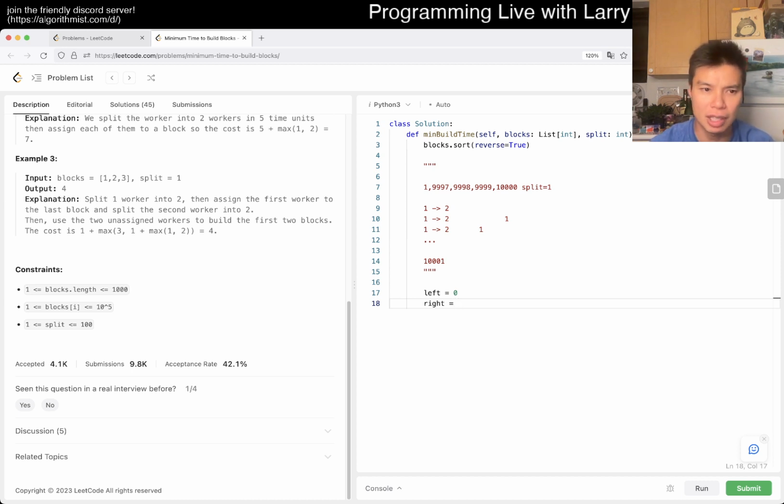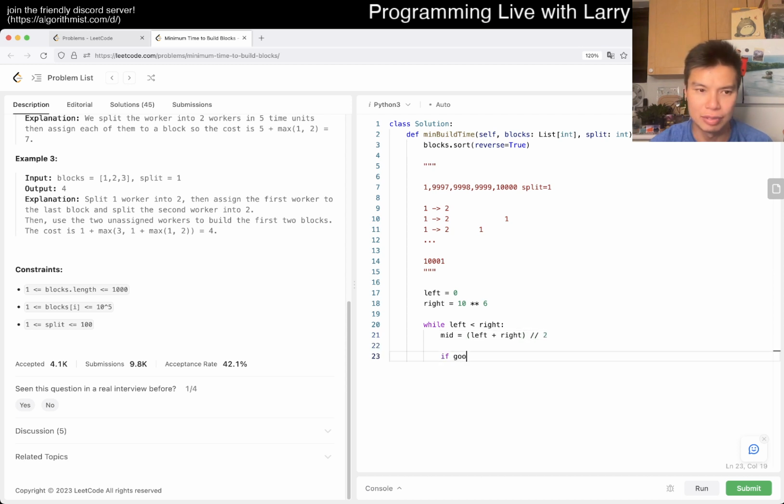So what is the longest time? It's going to be 10 to the 5th plus, let's say 1,000, right? So let's just say 10 to the 6th. That should be good enough.